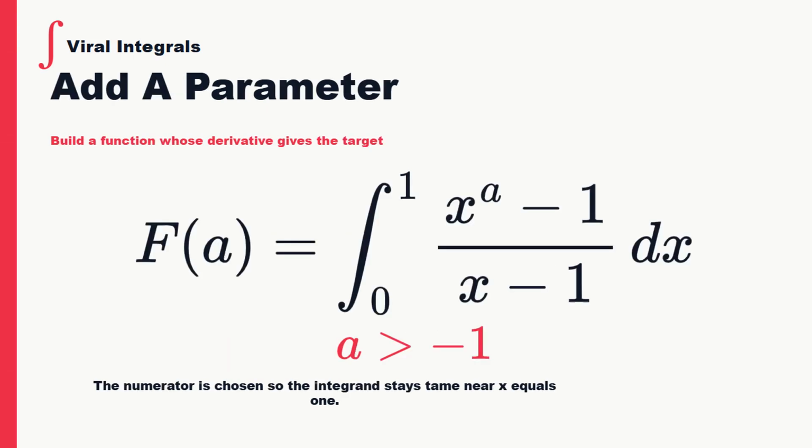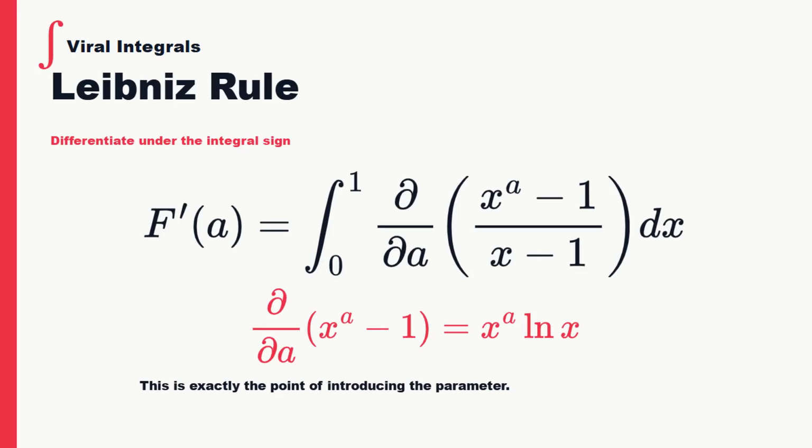First, we're going to introduce a parameter by putting a power of x in the numerator. This choice is deliberate. Differentiating x to the a creates the natural log x that we need, and the minus 1 keeps the quotient well behaved near x equals 1. And because the limits are fixed, we can use the Leibniz rule for differentiation under the integral sign to pass a derivative inside the integral. Now the derivative acts only on x to the a minus 1, so the logarithm appears exactly where we want it.